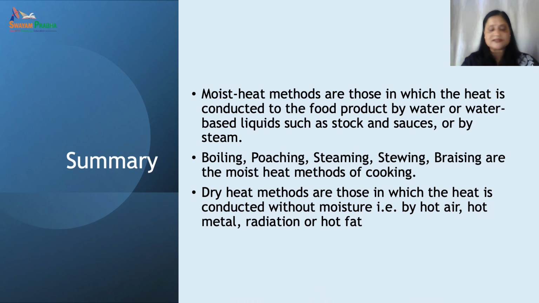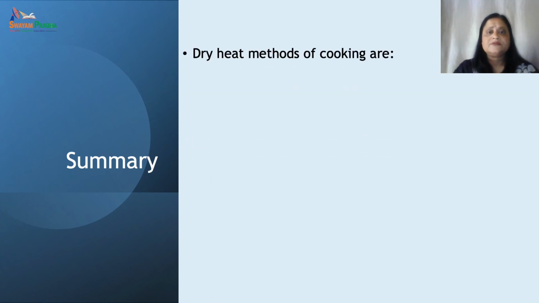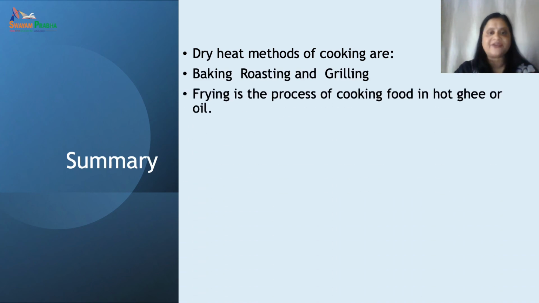Dry heat methods are those in which heat is conducted without moisture, that is by hot air, hot metal, radiation or hot fat. We usually divide dry heat methods into two categories, without fat and with fat. Dry heat methods of cooking are as under: baking, roasting and grilling.